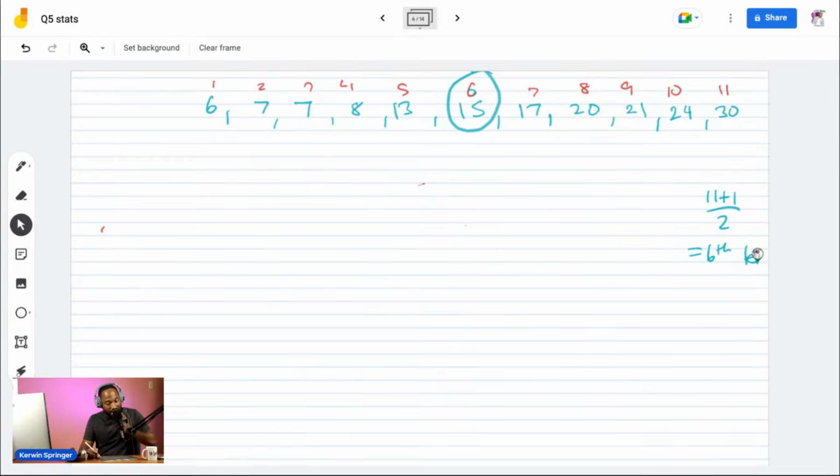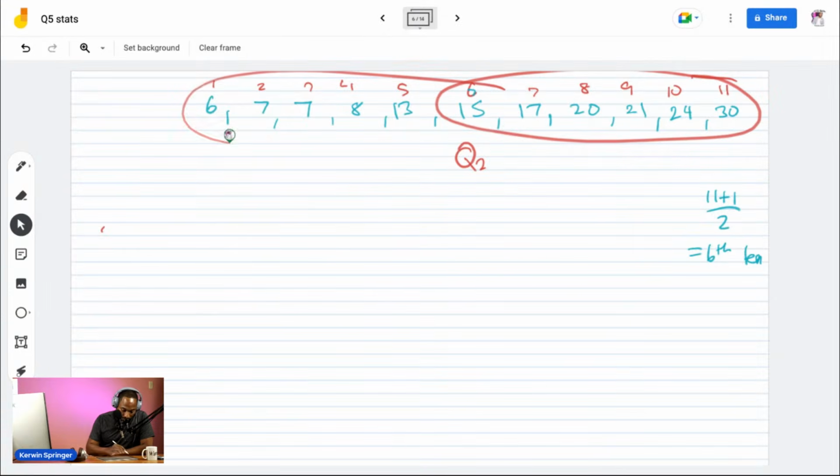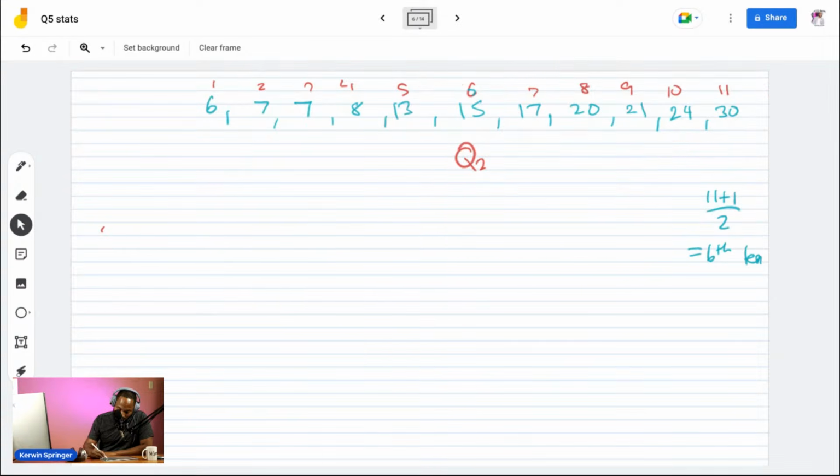6 is not the answer. 6 is where the middle term resides. It resides on the 6th term. That's very important to understand, that little discrepancy there. So this is Q2. But if we divide this and find the middle of the top half and then the middle of the bottom half, we'll realize that this is Q2, right?